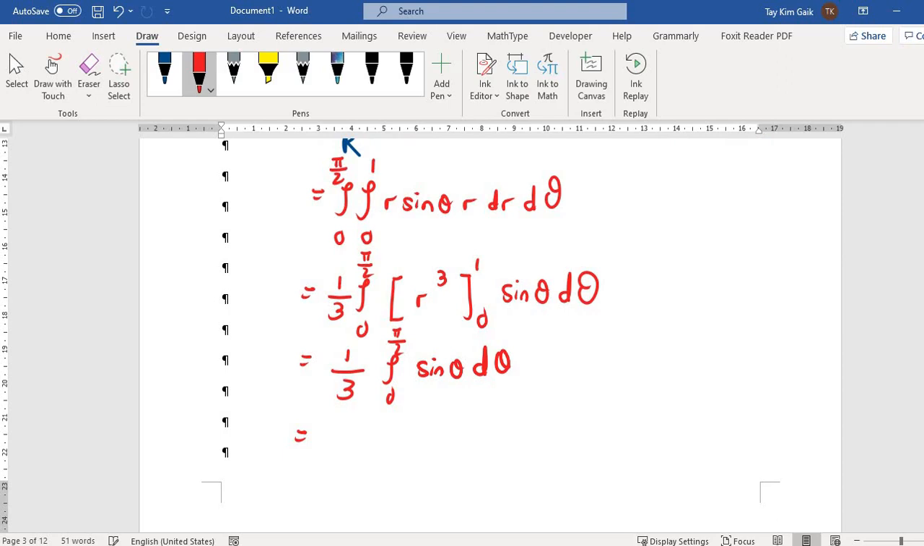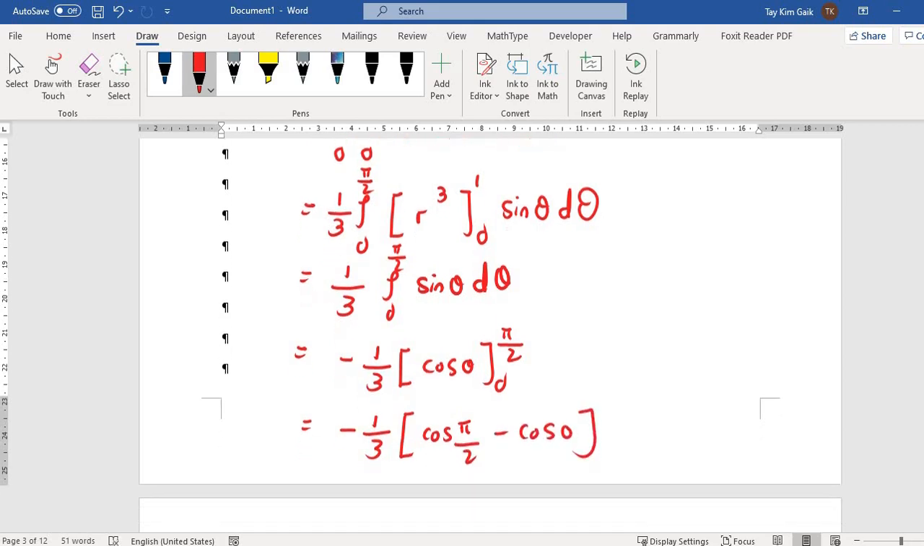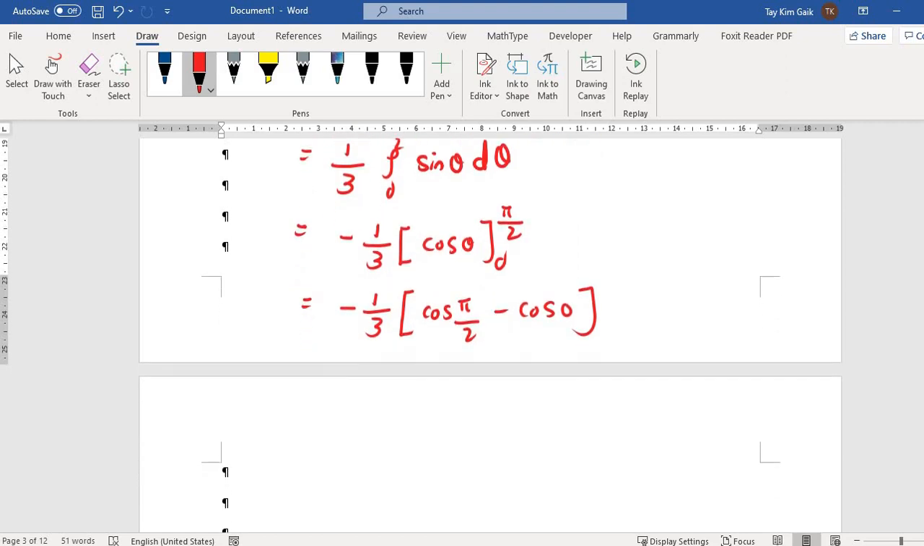The integral of sin theta is negative cos theta, from 0 up to pi over 2. So you put in the limits: cos pi over 2 minus cos 0. Look at the cos term.